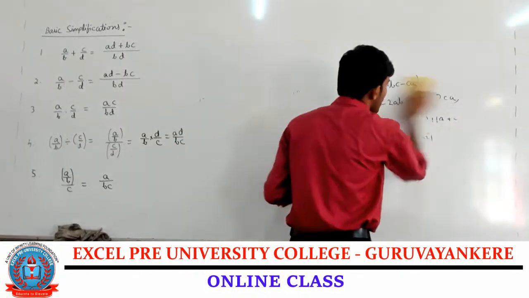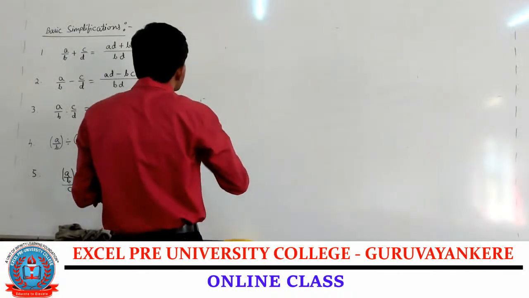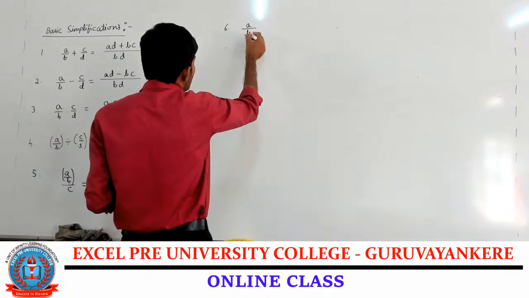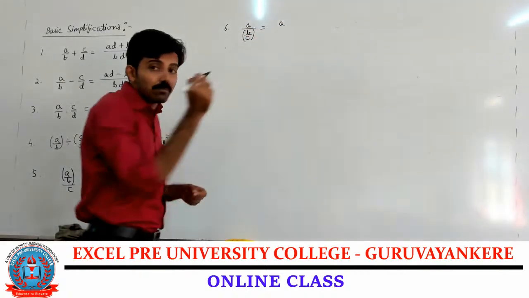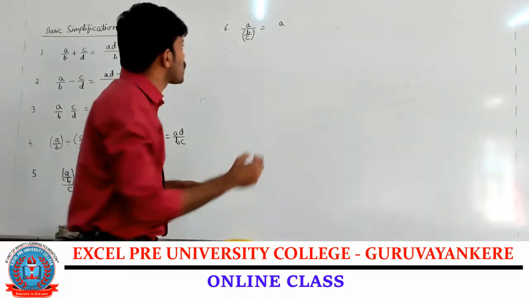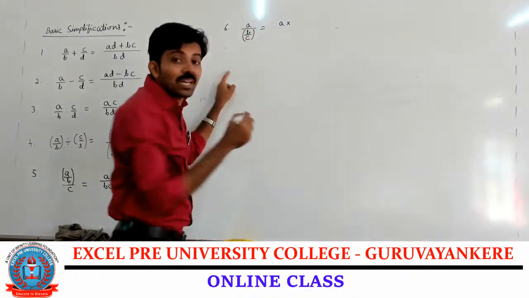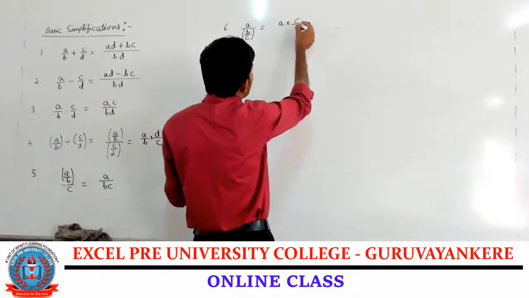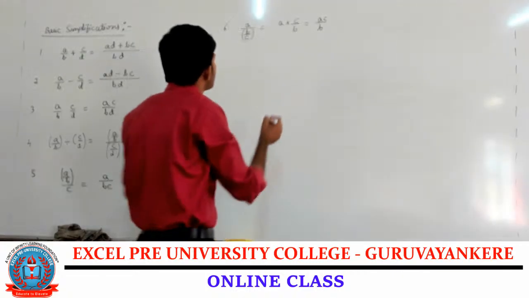A divided by B by C. The sixth one we have A divided by B by C is equal to, dividing by a number means multiply by the reciprocal. Correct? Dividing by B by C means multiply by the reciprocal. What is the reciprocal of B by C? Reciprocal of B by C is C by B. Correct? So this becomes AC divided by B.